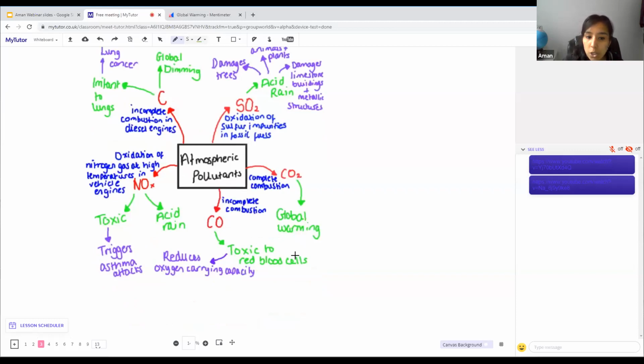Well, it's toxic to our red blood cells. So the red blood cells in our body carry oxygen and they are vital. We need that oxygen for all the cells in our body. And it's those red blood cells that carry that oxygen to all the other cells. So to our brain, to all our muscles, we need that oxygen. But when there's carbon monoxide in the atmosphere and we breathe it in, what happens is that carbon monoxide essentially competes with the oxygen that the red blood cells are carrying and actually overpowers that oxygen.